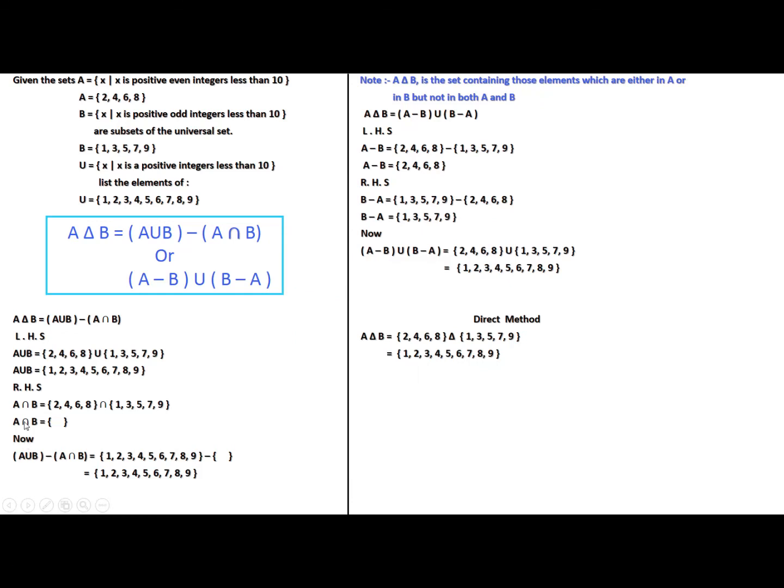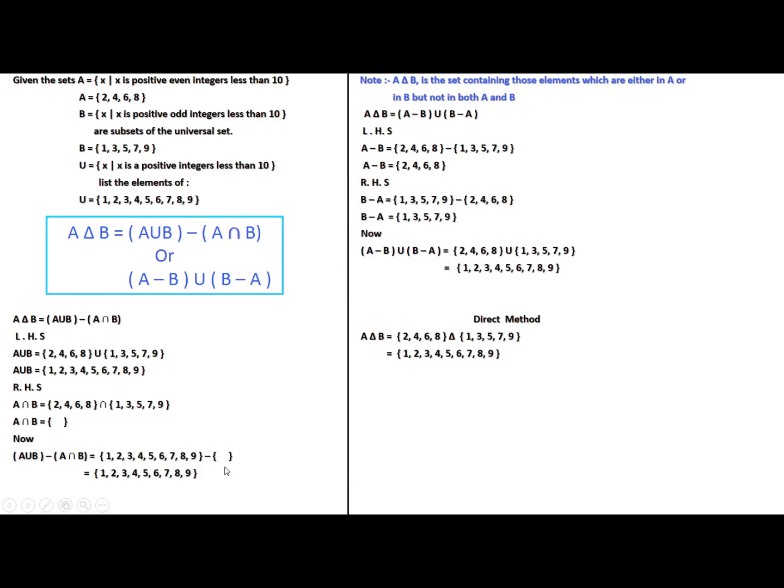Now we have both answers, the left hand side answer and the right hand side answer, and between the left hand side and right hand side there is a difference sign. Now we are going to find the difference, A union B difference A intersection B. First we will write the answer we got from A union B, 1 2 3 4 5 6 7 8 9, then put the difference sign, and then for A intersection B we found an empty set, so we will put it here.